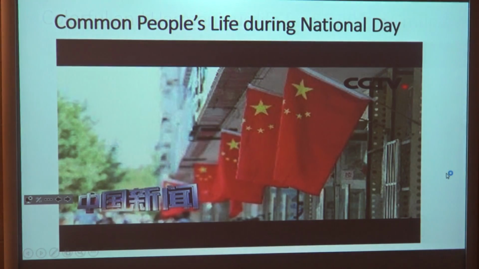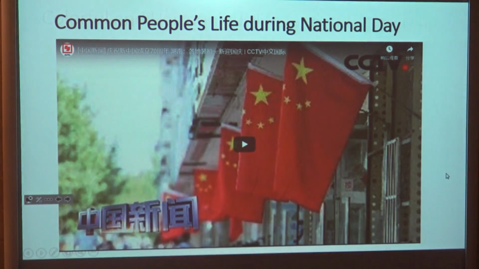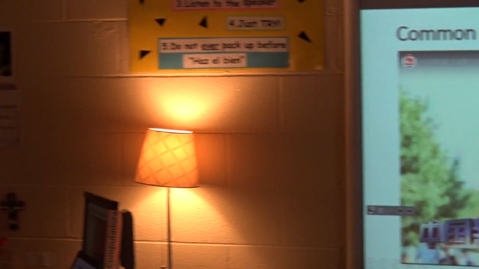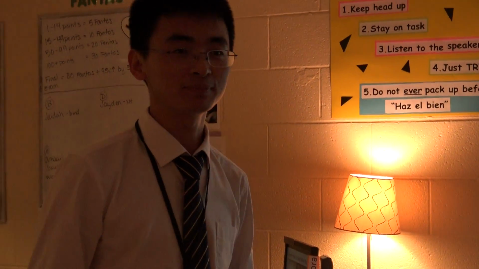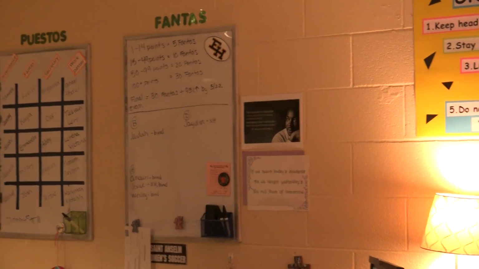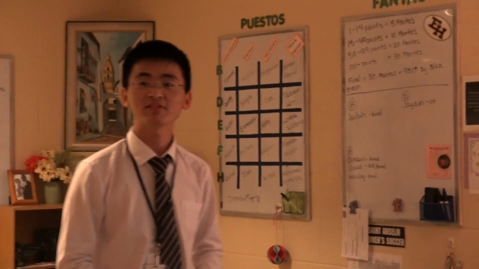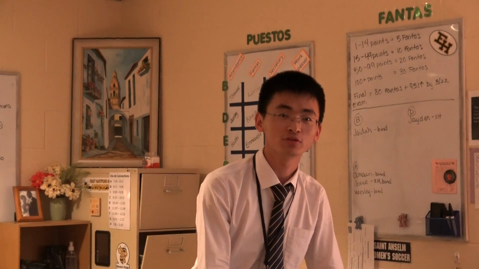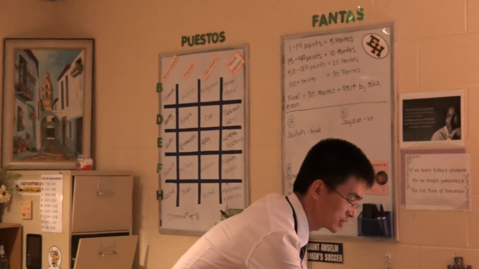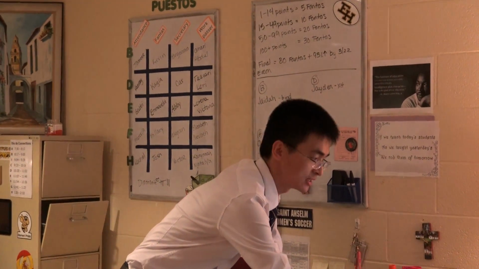The third video is about normal life, the common people's life in China for the National Day. This is the 70th year. Every 10 years is a big day for China, and we decorate the city and have different kinds of ceremonies.